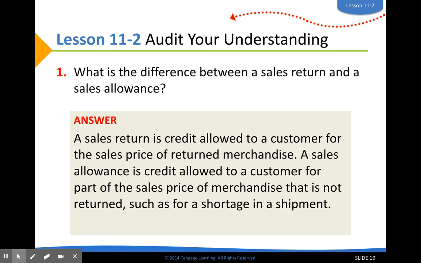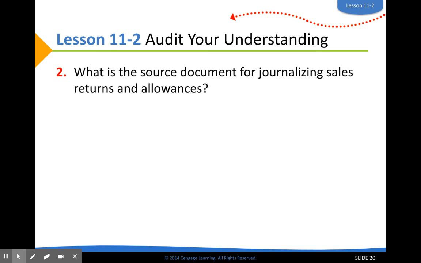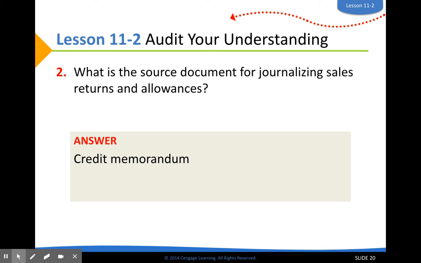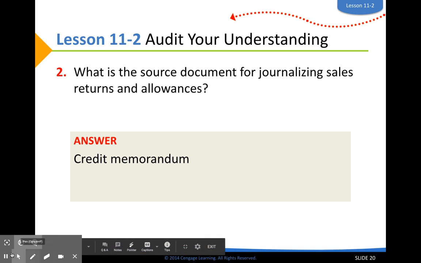error and only 8 items got shipped. Well, we're going to credit their account for those 2 that didn't get there. So even though they didn't physically give us anything back, we're still going to credit their account to decrease the amount that they owe us because they didn't actually get what they ordered. And then it's important that the source document for journalizing sales returns and allowances is a credit memorandum, and it associates with the fact that we're crediting our accounts receivable to decrease the amount that these companies owe us. And that is section 11-2.